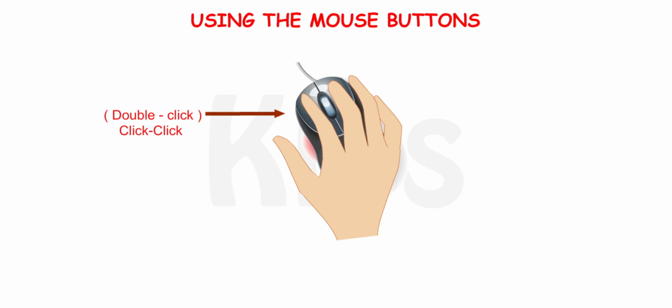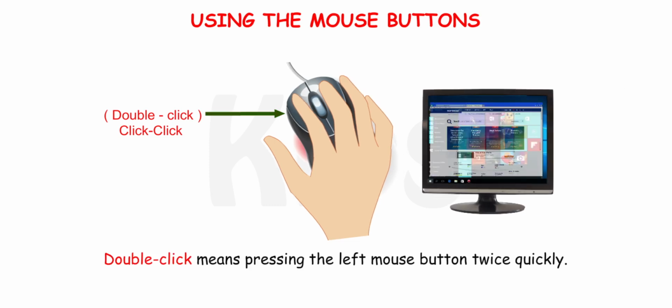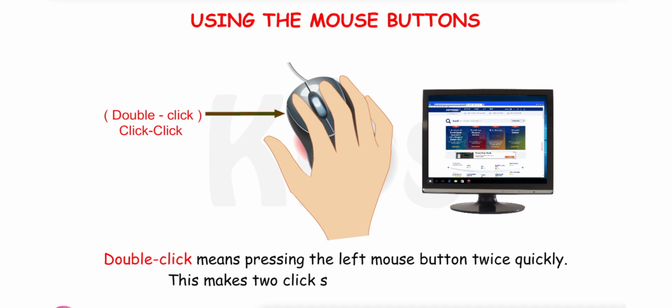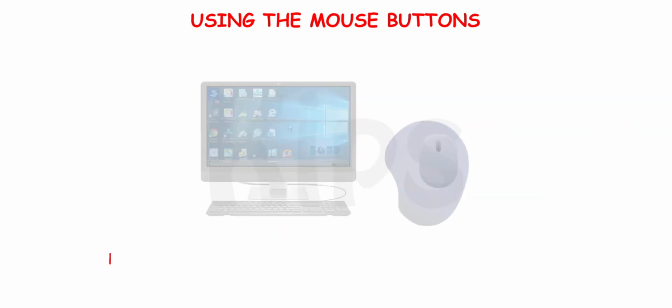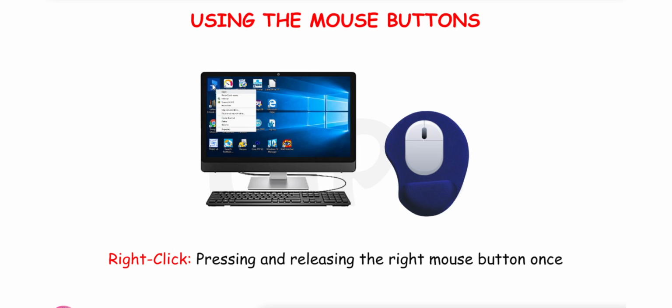Double click. Double click means pressing the left mouse button twice quickly. This makes 2 click sounds and opens an item. Right click. Pressing and releasing the right mouse button once will show a list of commands on the monitor.